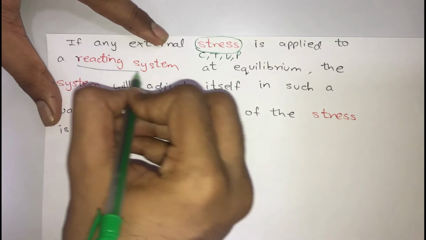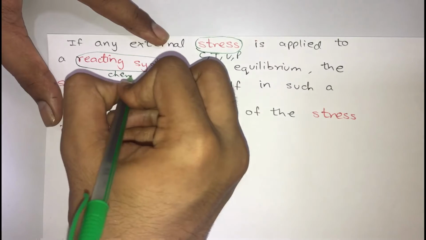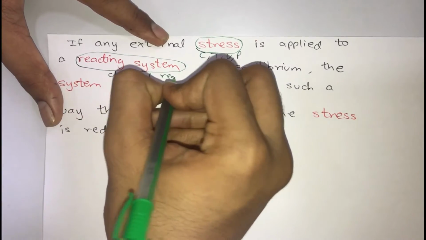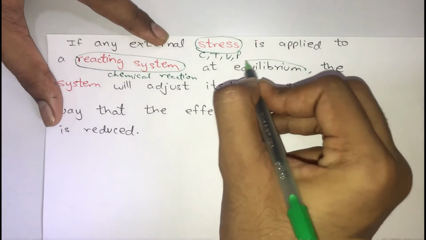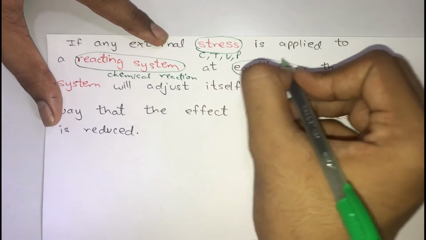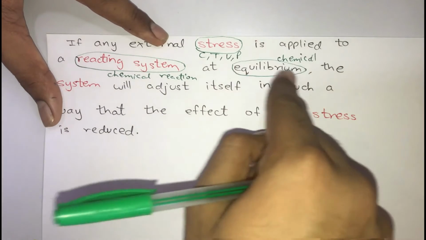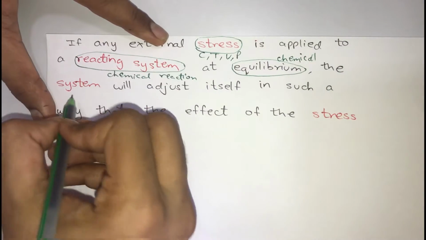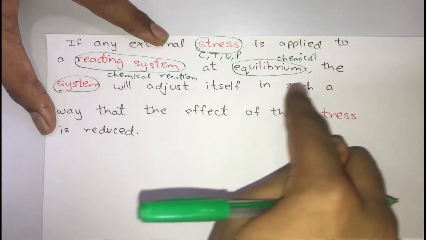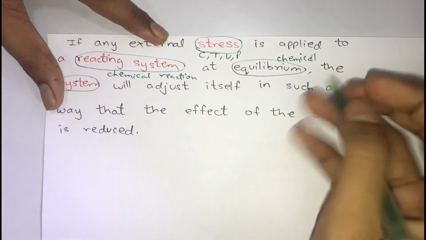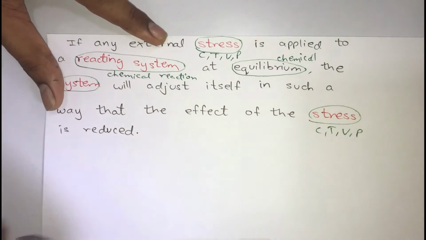Here the reacting system, who is reacting over here? It is nothing but a chemical reaction which is at equilibrium. And which equilibrium are we having over here? We are having a chemical equilibrium. Am I right? We are having a chemical equilibrium. The system means what? Again, the chemical reaction will adjust itself in such a way that the effect of the concentration, temperature, volume and pressure is reduced.